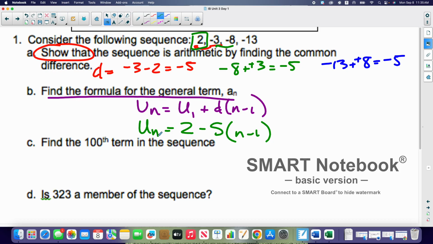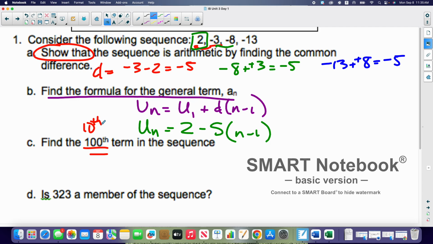Now, let's look at part C. Part C says find the 100th term. Before we get there, let me ask this question. What's the 10th term? If you weren't using the formula, could you write the 10 terms out? Would that be a way you could do this? Absolutely, right? Now, if I ask you to find the 100th term, could you write all 100 numbers out? You could. I don't know how efficient that would be.